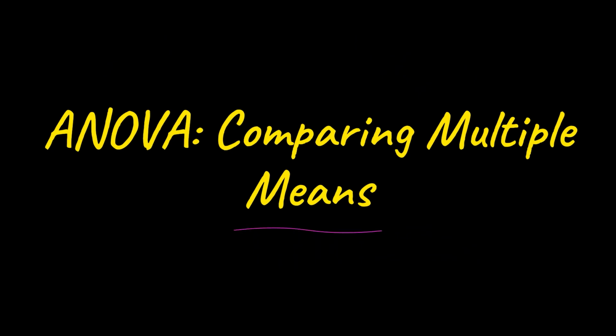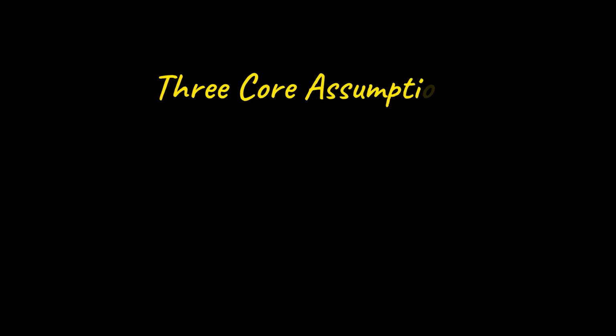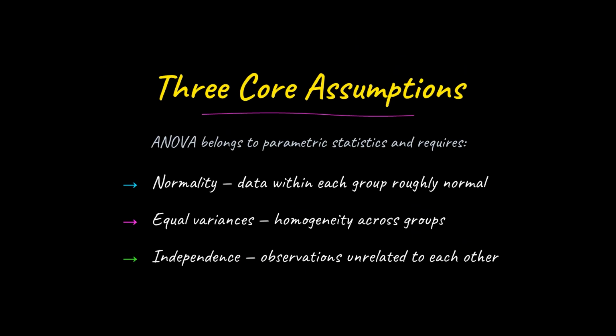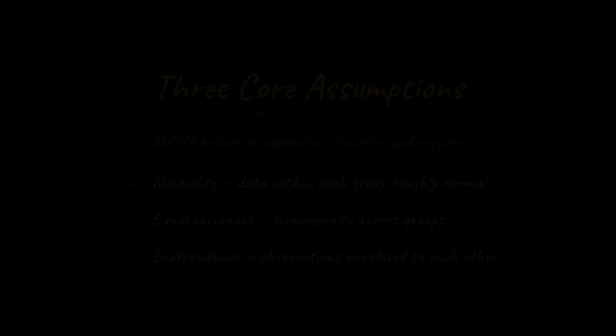ANOVA extends the logic of the t-test to situations with 3 or more independent groups. Rather than asking whether 2 means differ, it asks whether all group means are equal, or whether at least one stands apart. Because ANOVA is parametric, it carries 3 assumptions: normality within groups, roughly equal variances across groups, and independent observations. When these hold, ANOVA controls the false positive rate that would balloon if you ran many separate t-tests.